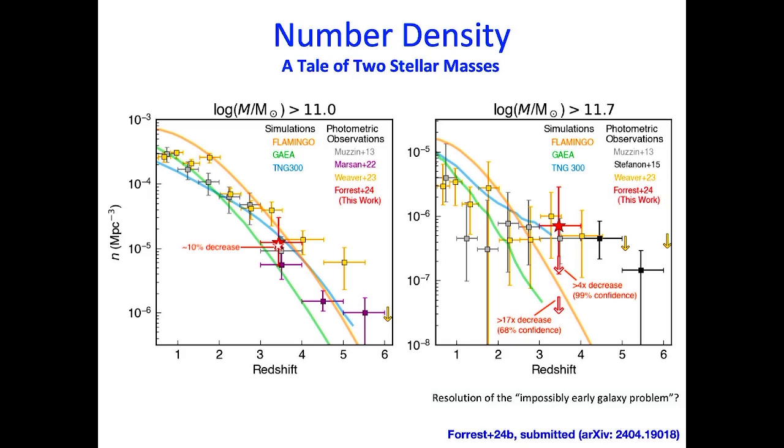And so it's looking like many of the observational targets, the photometrically identified targets that were in that number density plot, may in fact be something else, some other kind of galaxy, either not at the redshift it was predicted photometrically, or of lower stellar mass than you would expect just from the photometric calculations. So, a possible resolution of the impossibly early galaxy problem there.